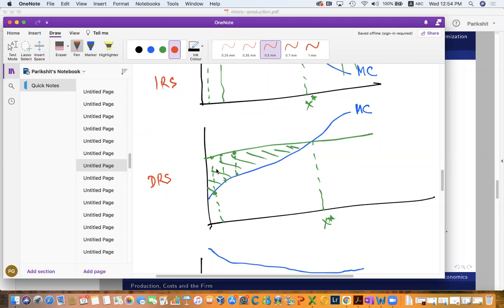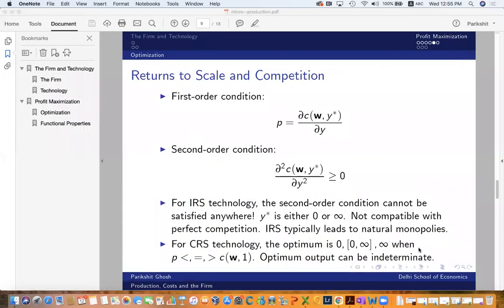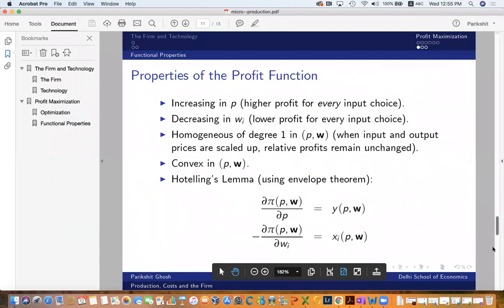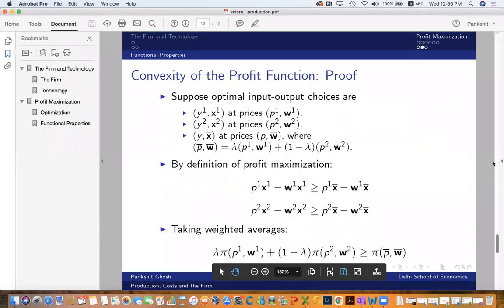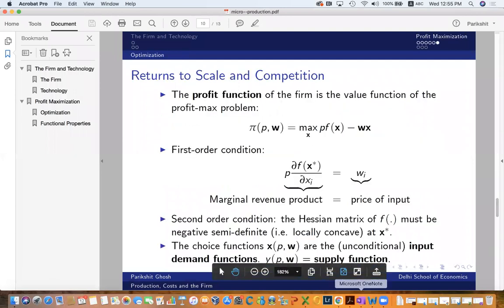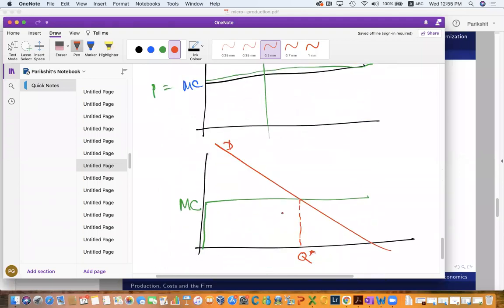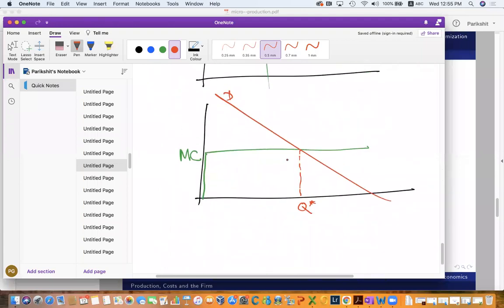Any questions, guys? There were some hands raised. So could you explain the last diagram? Yeah. Okay. The last diagram, which one? This one. Yes, sir. This one.